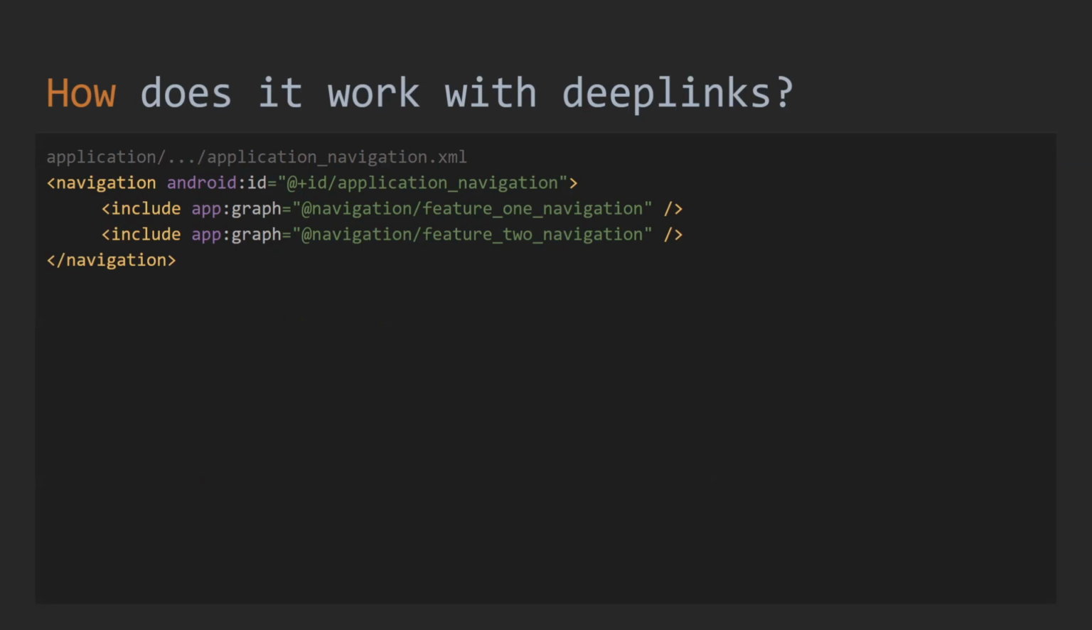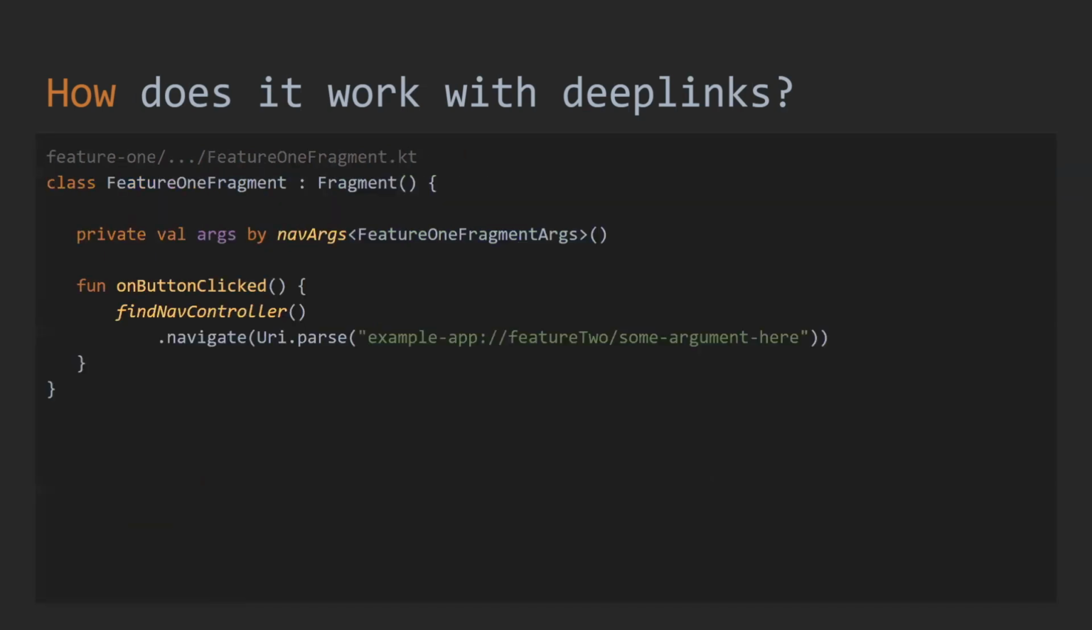navigation from a fragment. Well, in the feature 1 fragment here, we can see we can use the safe args generated arguments for feature 1 fragment and the by navArgs extension to read the arguments for the fragment in a type safe way. And when onButtonClicked is called, we can parse a URI from a string and use that to perform some navigation. Pretty straightforward.